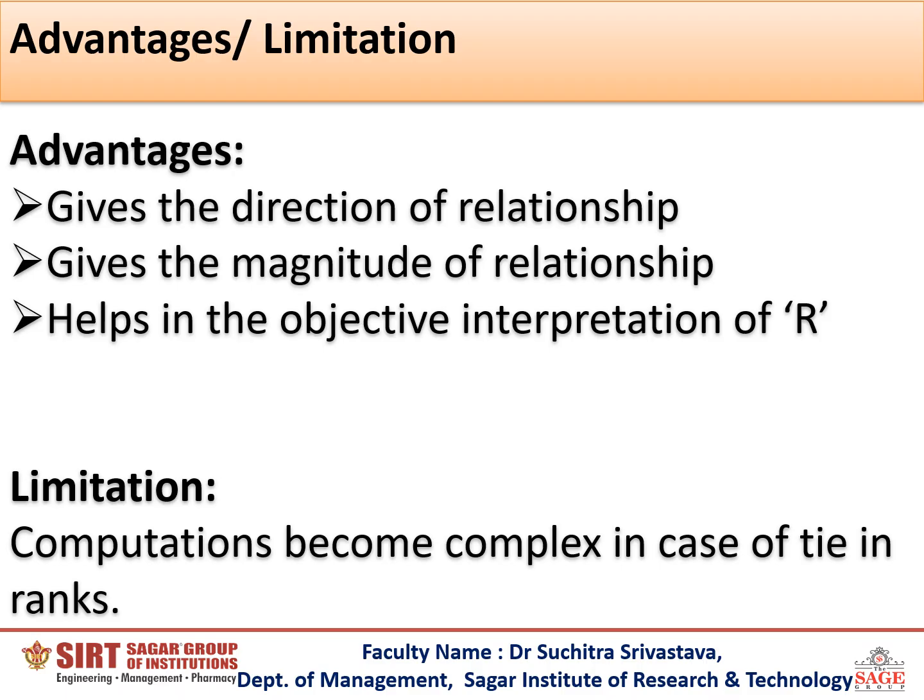The major limitation of this method is that the calculations become complex in case of ties in ranks. इसका मतलब क्या है? जब हमारे पास दो रैंक्स एक समान हो जाती हैं तो ये हमारे कैलकुलेशंस में थोड़ी सी कॉम्प्लेक्सिटी आ जाती है.